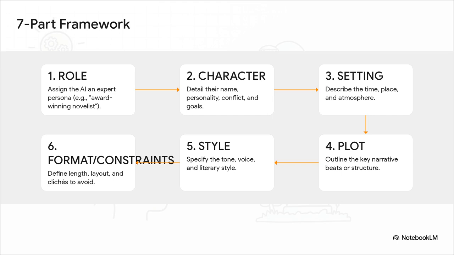Then you build the character. Give them a name, a goal, but most important, give them a fatal flaw. That's where all the good drama comes from. After that, you nail down the setting, the main plot points, and the writing style. For format, be explicit. Is this a screenplay, a short story, a poem? And finally, and this is my favorite part, you set constraints. You tell the AI what not to do, like avoid all time travel paradox cliches. It's amazing how adding constraints actually unlocks creativity, forcing the AI down more original paths.